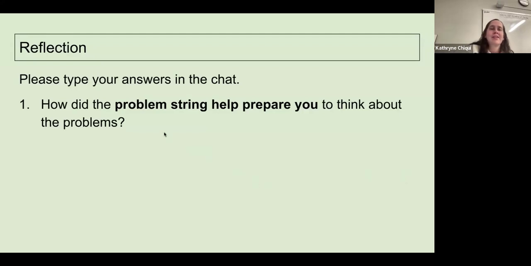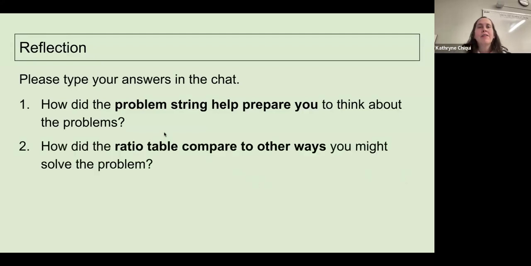All right, next question. How did the ratio table compare to other ways to solve the problem? What I mean by this is, how did that ratio table help you document your thinking compared to other ways that you might use? You guys can type your answers in the chat.